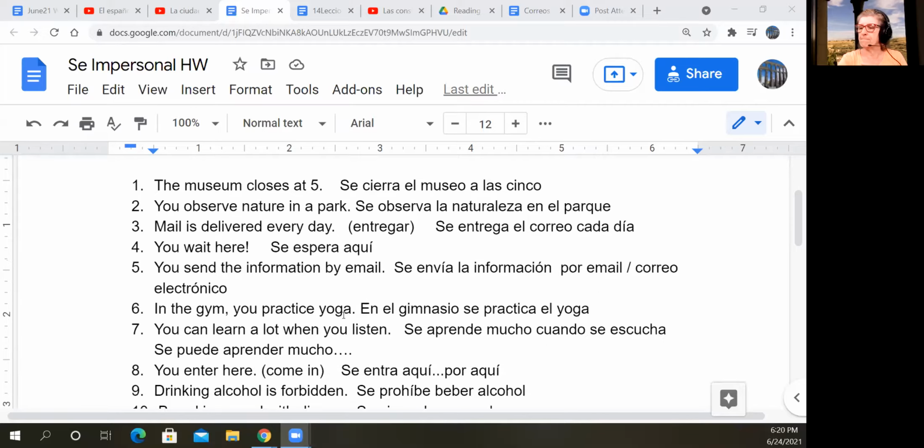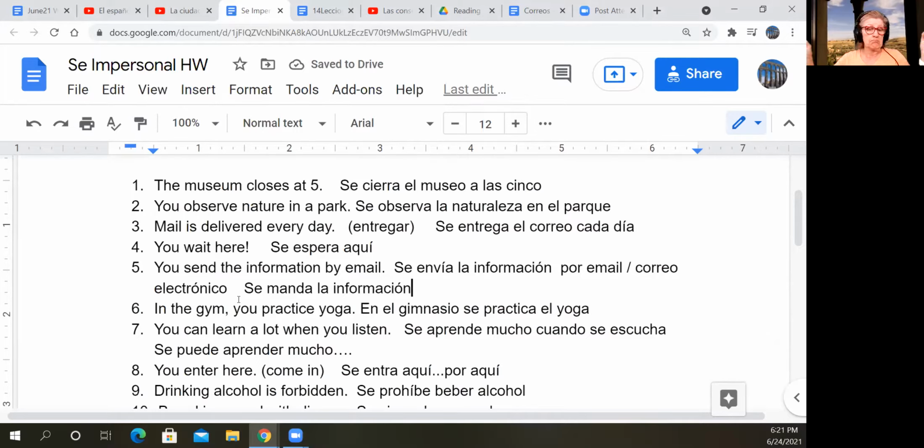We're going to do a share screen real quickly so you can see these. And there may be some other things you might want to ask about, but these would be the most common, right? Se cierra el museo a las cinco, se observa la naturaleza en el parque, se entrega el correo cada día, or se entregan las cartas, if you're just talking about letters. Se espera aquí, you wait here. Se envía la información por email. And here, instead of saying se envía, you might use se manda. So there are two verbs that mean to send.